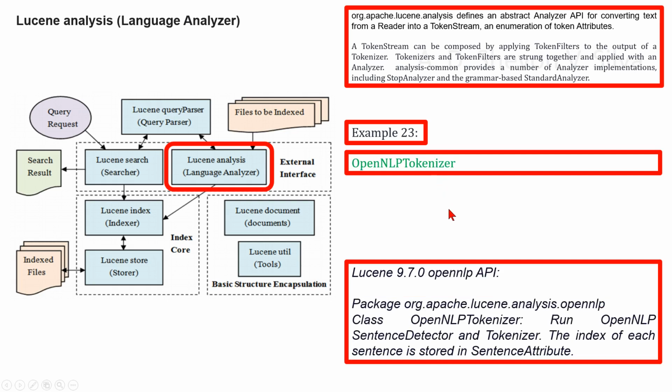Now we are considering the Lucene 9.0.0 OpenNLP API. This module exposes functionality from Apache OpenNLP to Apache Lucene. The Apache OpenNLP library is a machine learning based toolkit for processing of natural language text. The class OpenNLPTokenizer in package org.apache.lucene.analysis.opennlp runs the OpenNLP sentence detector and tokenizer. The index of each sentence is stored in the sentence attribute.